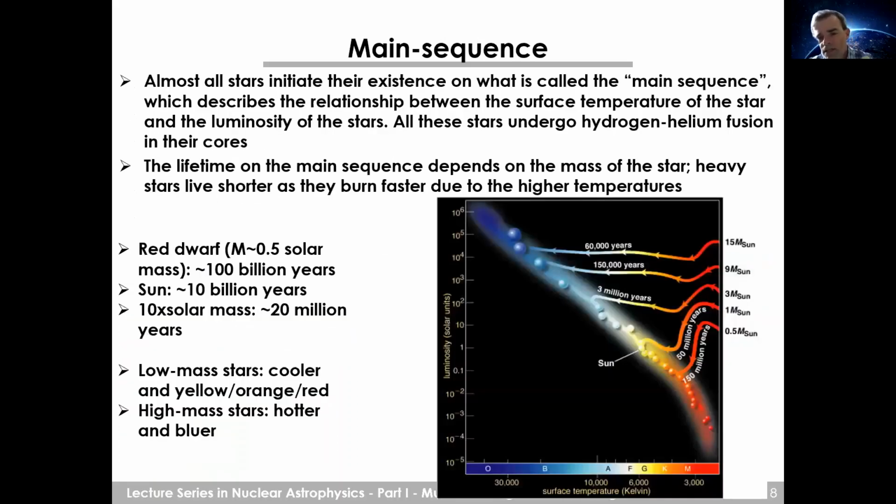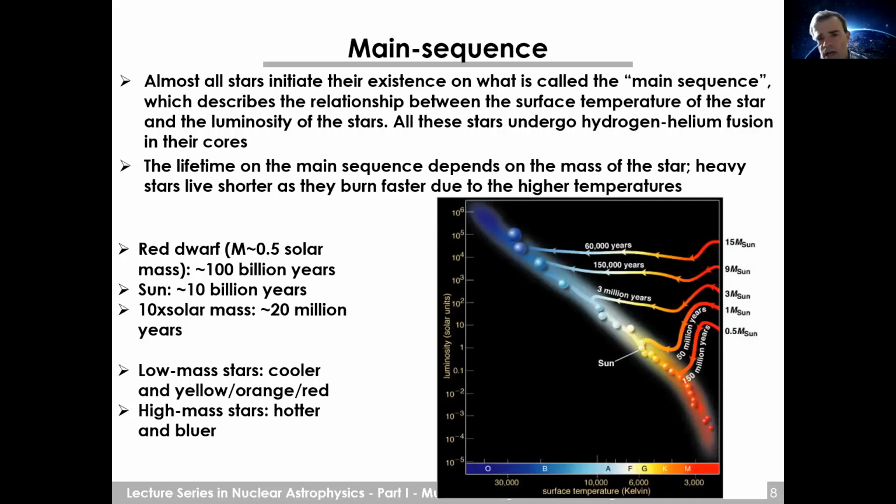Now, this is a nice plot. I really like this plot. This plot shows the luminosity on the y-axis versus the surface temperature of the stars. And you can see that there is a band here, which is called the main sequence. Almost all the stars initiate their existence on this main sequence. So there's a strong correlation between the luminosity and the surface temperature of the stars. And all these stars undergo hydrogen and helium fusion in their cores.